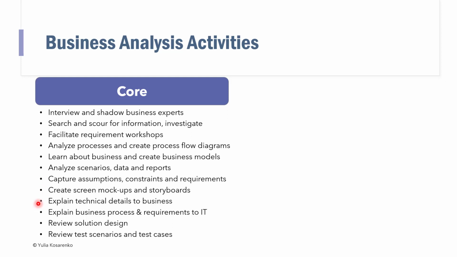We do a lot of explaining. We explain technical details to business and business information to technology folks so that they understand business process and business needs. We review things. For example, we may review solution design to make sure that it satisfies requirements that we've collected. We may be reviewing test scenarios and test cases. So lots and lots of those core activities that every business analyst is going to be involved in.